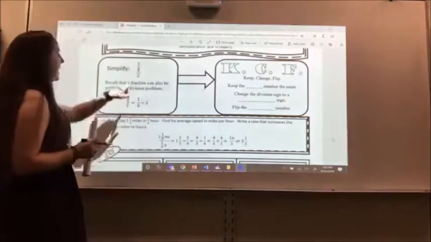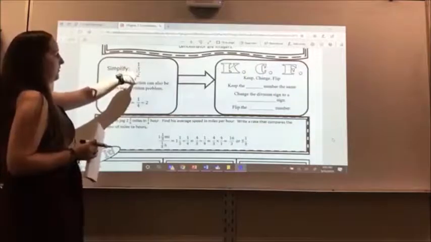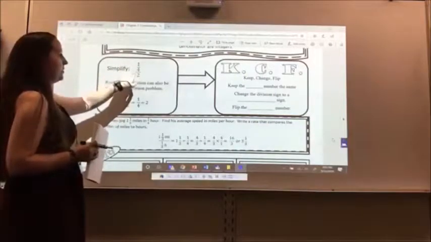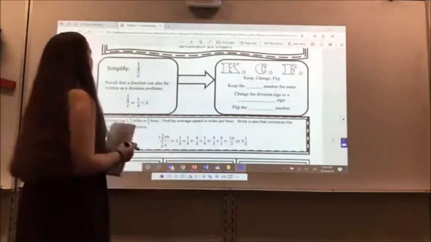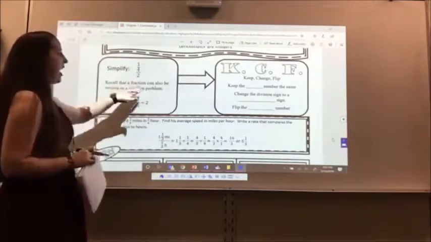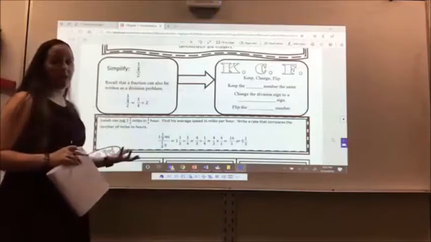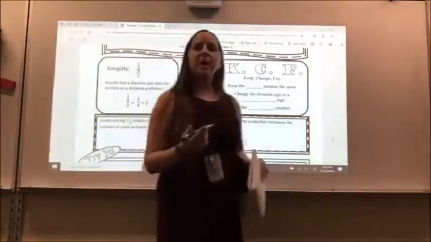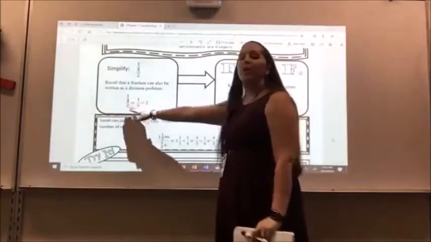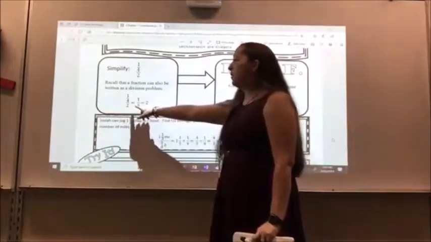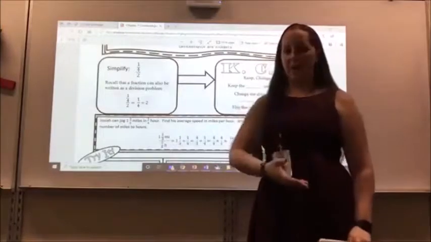In this case, you can see that the one between the 1 and the 4 is smaller than the one between the 4 and the 2. That's how I know it's 1/4 divided by 2. I can recall that a fraction can also be written as a division problem, same type of thing that we've done probably since 5th and 6th grade. So I have 1/4 over 2, which can be written as 1/4 divided by 2.